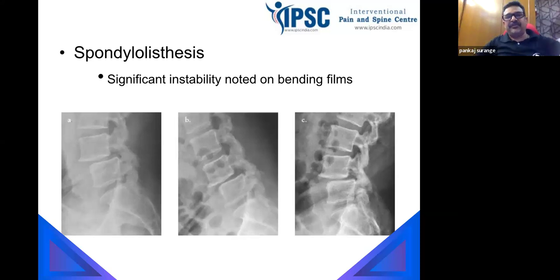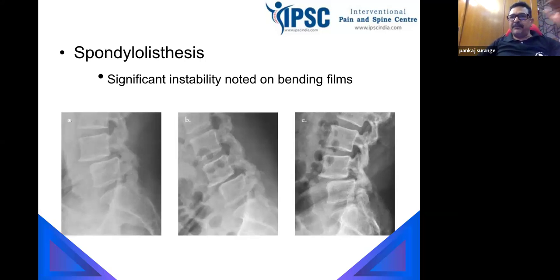So that is the time when we suspect some lumbar canal stenosis, and this stenosis could be because of the spondylolisthesis. So when we are suspecting spondylolisthesis, again it is important for us to understand that we must order an X-ray, a standing X-ray.